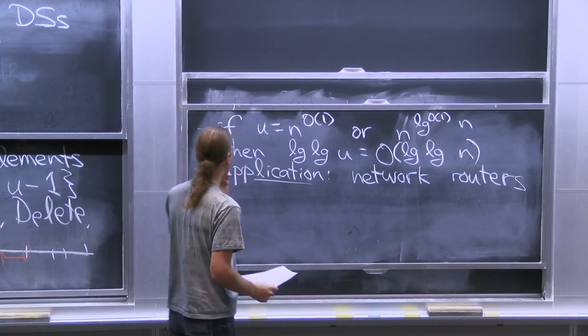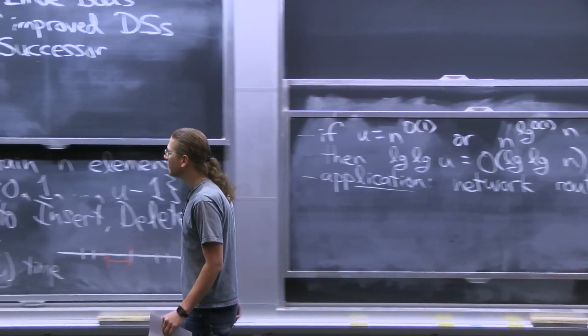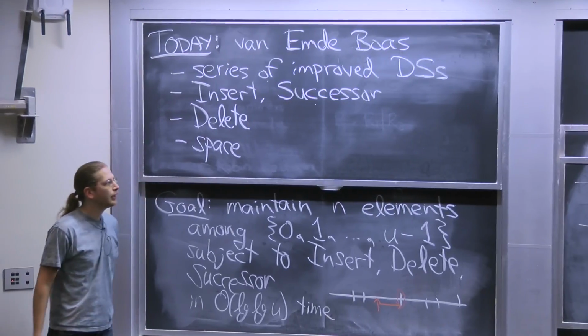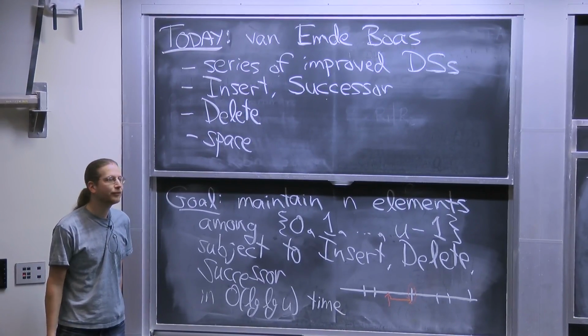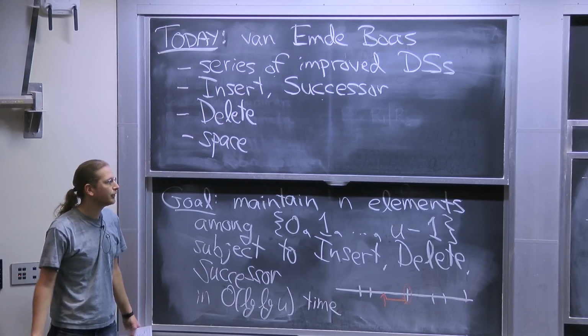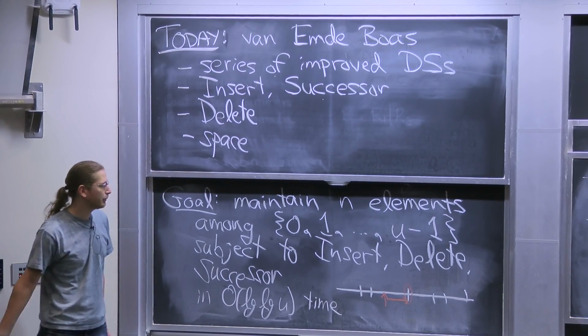OK, so we want to shoot for log U. We're going to get there by a series of improvements on a very simple idea. This is not the original way that Van Emde Boas got to this concept, but it's the modern take on it. It's the one that's in the textbook.